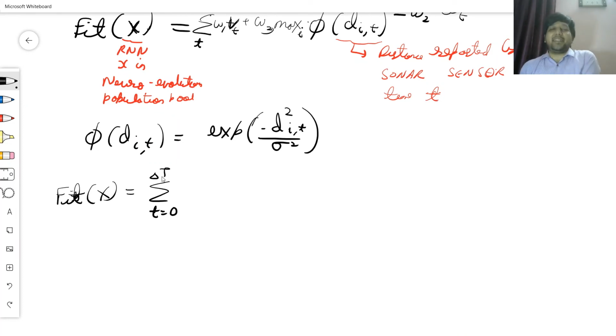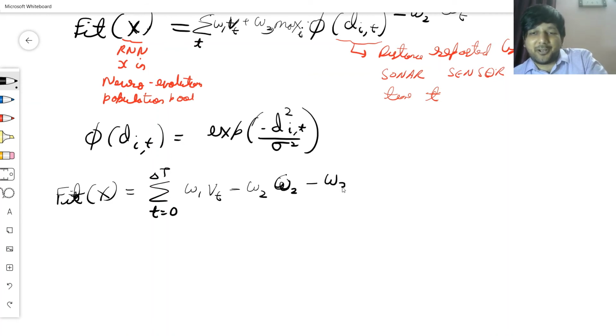So in the entire simulation run, I need to maximize the linear speed. I need to minimize the angular speed. These are two obvious things. So I want the robot to drive as straight as possible, and I don't want the robot to go and do this shaky little driving. It's bad. And I want the robot to be as close as possible to the obstacles.